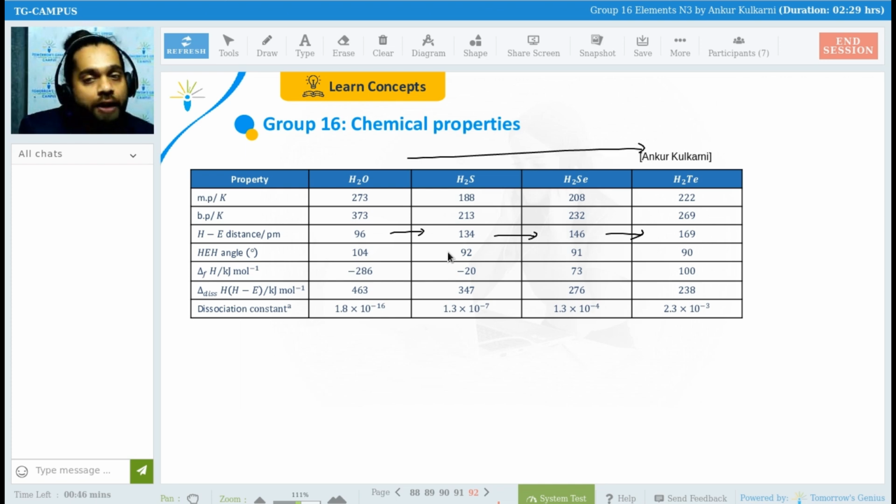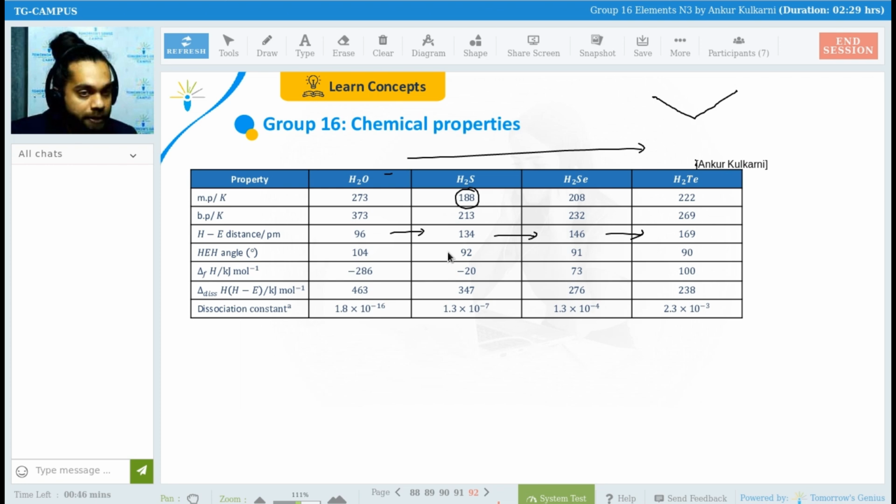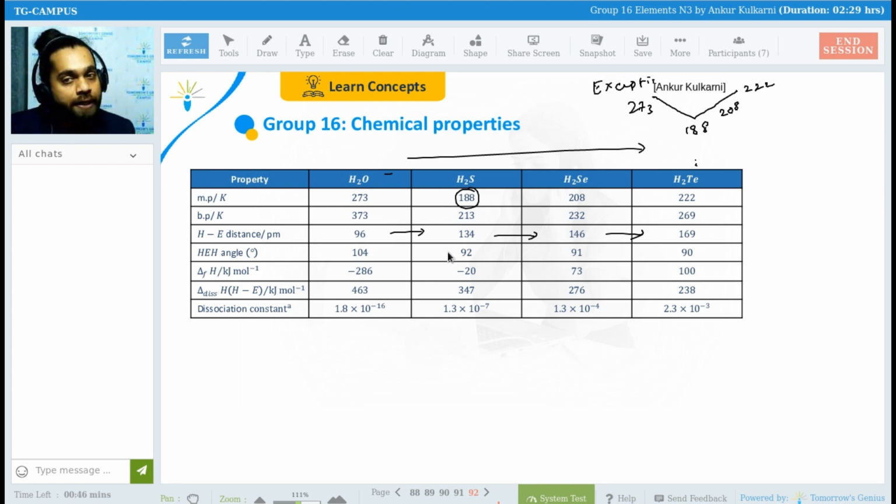See, it follows the trend. If you go down the group, melting point should decrease, because thermal stability is decreasing. But H2S, slightly different behavior. From 273 it becomes 188, 208, 222. From H2O to H2Te it decreases, but not in a linear manner. Remember it like this: 273, 188, 208, 222. Kind of an exception. So inorganic and exceptions go hand in hand. You have to remember that.